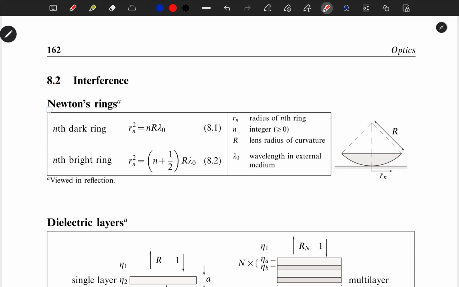Interference. First, Newton's rings. The nth dark ring will be Rn squared equals n R lambda 0. Rn is the radius of the nth ring, R is the lens radius of curvature, and lambda 0 is the wavelength of the external medium. The nth bright ring will be (n plus half) R lambda 0.